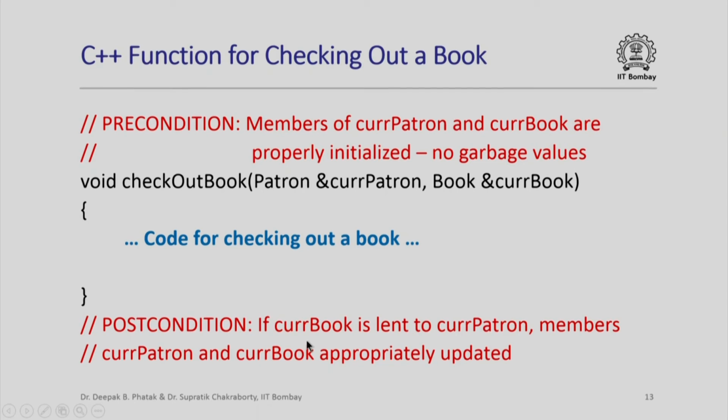but if current book is indeed lent to current patron, then we would want the members of current patron and current book to be appropriately updated, and because we are passing current patron and current book as parameters by reference, therefore all of these updates to the members of current patron and current book are going to be visible in the calling function, and they are going to persist after the function checkout book returns.